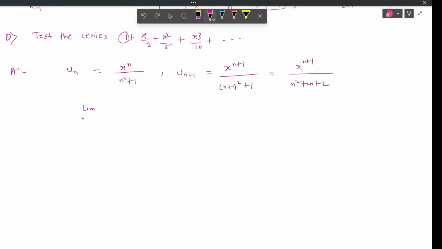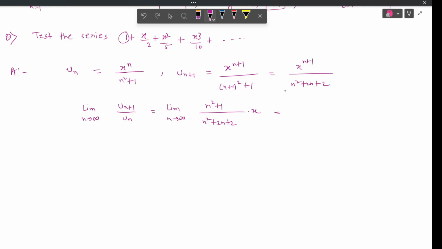So let's find out limit n tends to infinity u of n plus 1 by u of n. So limit n tends to infinity, this thing by this thing. So it will be x to the power n plus 1 into x to the power minus n. So it will be x to the power 1, and it will be n square plus 1 by n square plus 2n plus 2 multiplied by x.